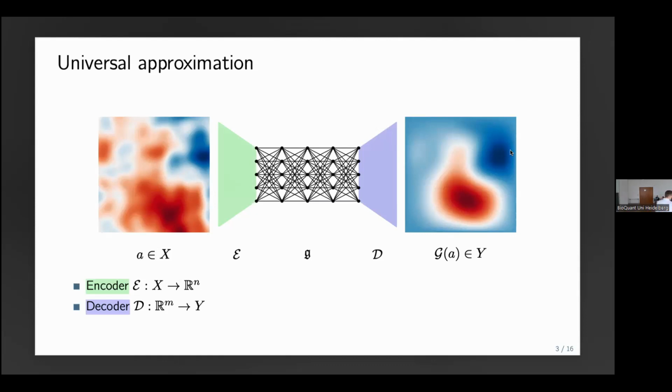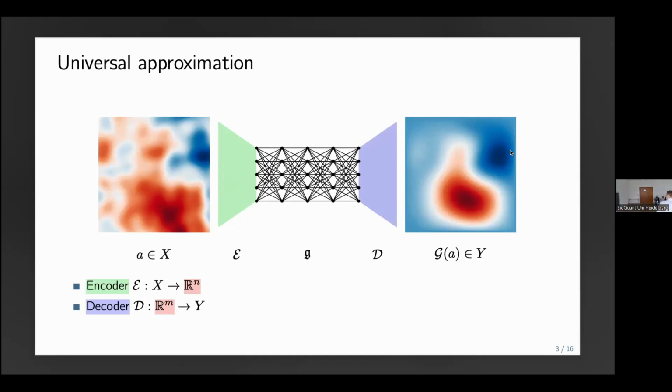It takes the element in X and maps it to something finite dimensional in Rⁿ. And the decoder does the opposite on the other side. It takes the output of the network, which is a vector in Rᵐ, and maps it back to Y. Now, if you do this, then of course, in general, you're going to lose information, because I'm starting with something infinite dimensional and mapping it to something finite dimensional. And in general, you will lose too much information there.